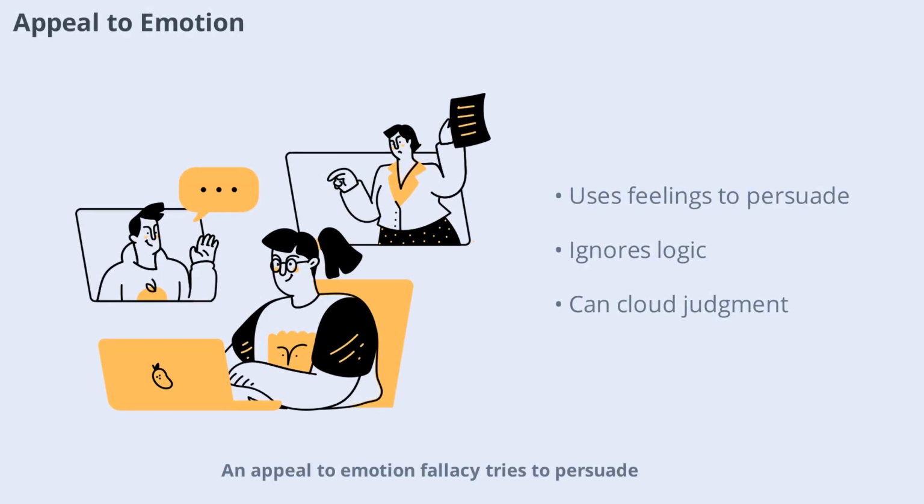The appeal to emotion fallacy tries to persuade by triggering feelings rather than using logical arguments. For example, "You should donate to this cause because you'll feel guilty if you don't." While emotions are important, they shouldn't replace facts and logic in decision-making. Recognizing emotional appeals helps us stay objective and make better choices based on reason, not just feelings.